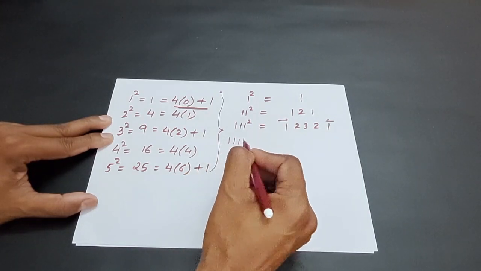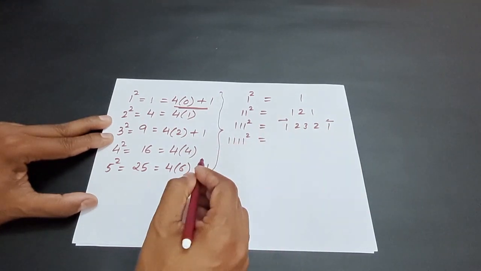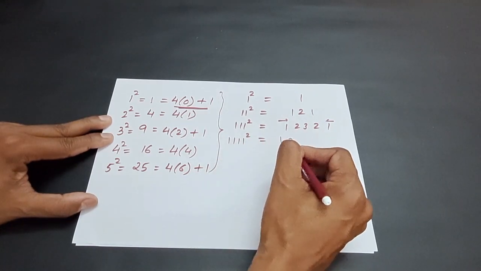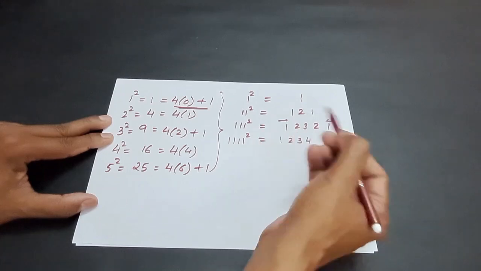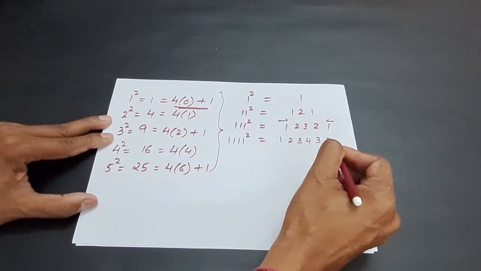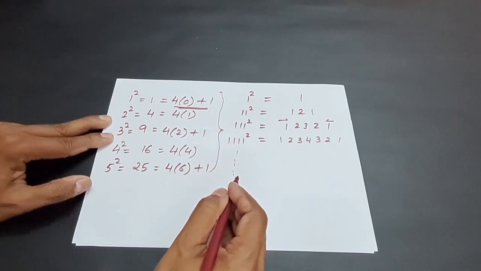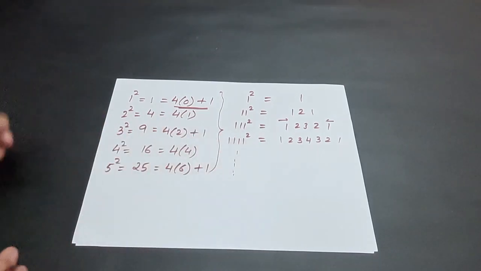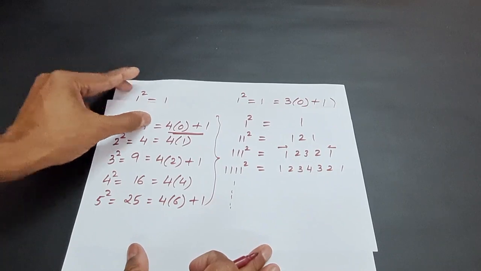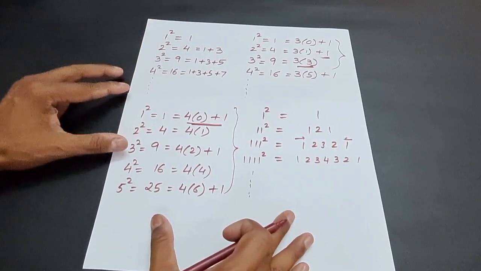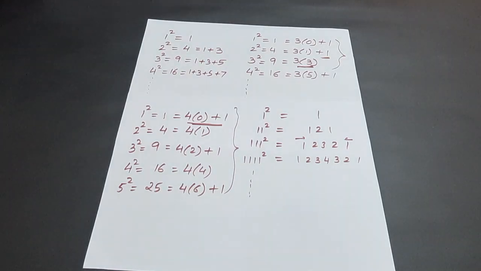Likewise, now you can tell what will be 1111 square. There are 4 ones, so you write up to 4: 1, 2, 3, 4, and then go the other way around, 3, 2, 1. So this pattern continues for any number of ones. These were some of the amazing patterns in square numbers, and you can list them and paste them in the activity file, and that completes our activity on square numbers.